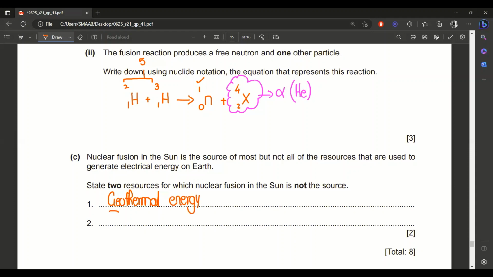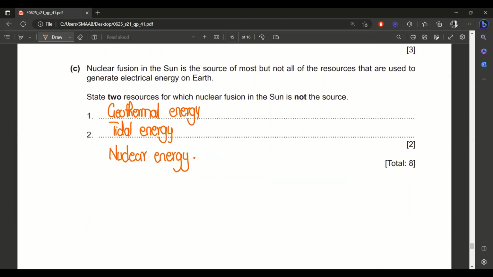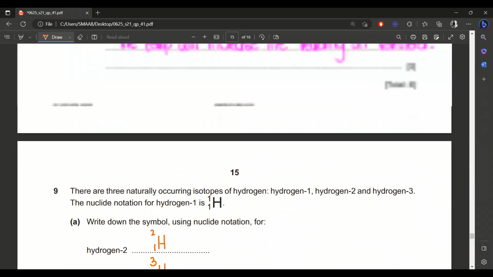And the second one is the tidal energy, or we may further write nuclear energy. So these are the two resources which are not the source in the nuclear fusion on the sun. And the final question is related to waves, which we left out, and we solved first the question of electricity. So let's solve that remaining question of wave in this paper.